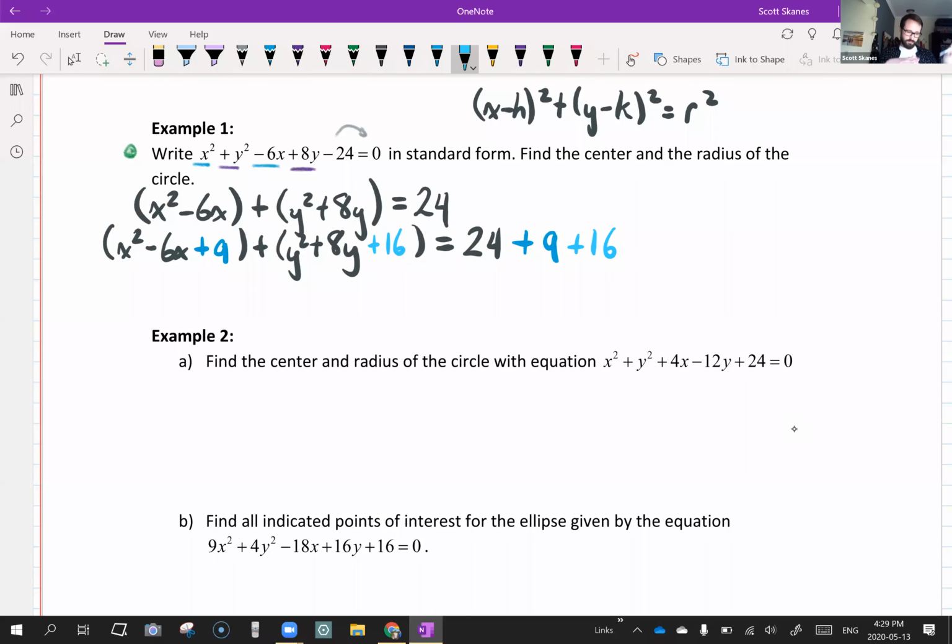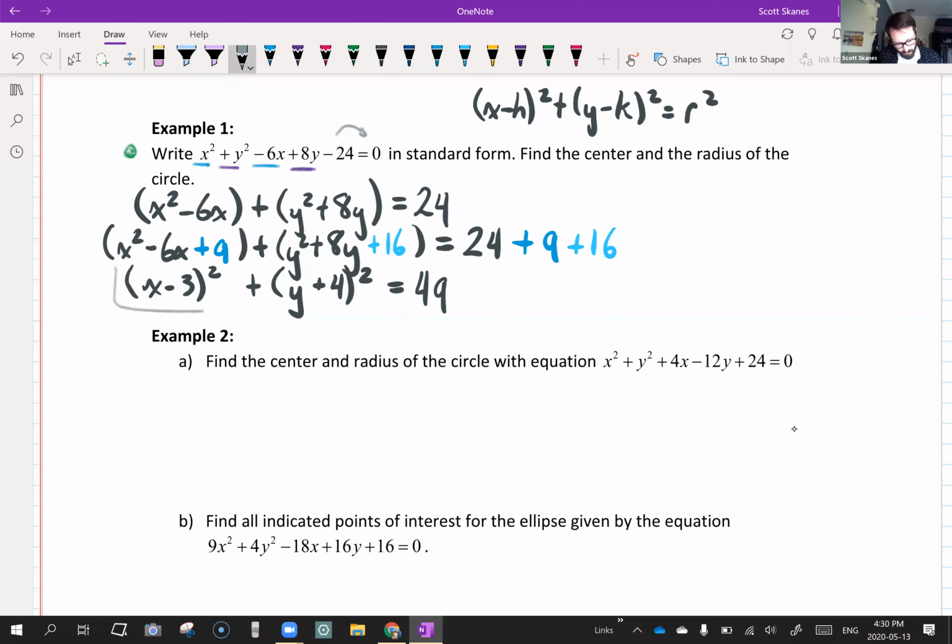Now we need to simplify a little bit. We need to do one more step to factor this. What two numbers multiply to make 9 and add to make negative 6? Or in other words, what's negative 6 divided by 2? It's x minus 3, all squared. Plus y, I need to divide this by 2. So plus 4, squared. That 16 and the 9 disappear because I'm actually factoring it. I'll show you that in a second. And 24 plus 9 plus 16 is 49.